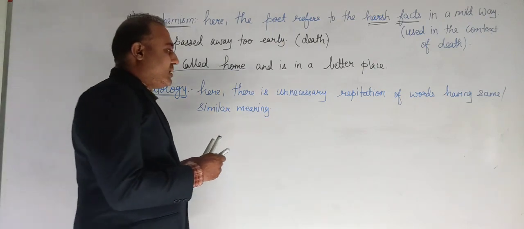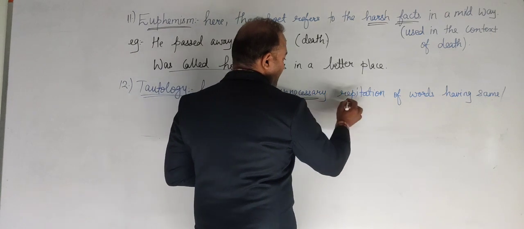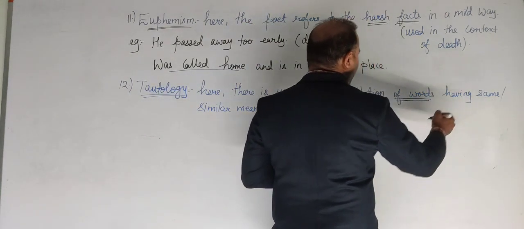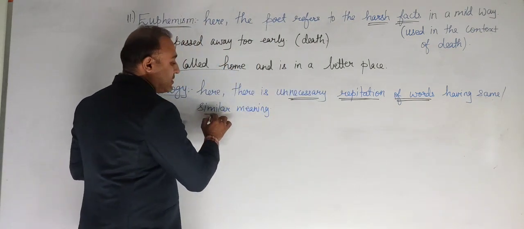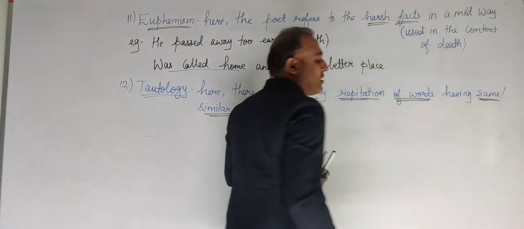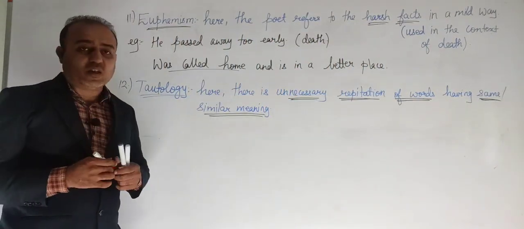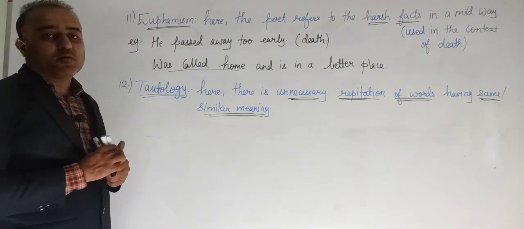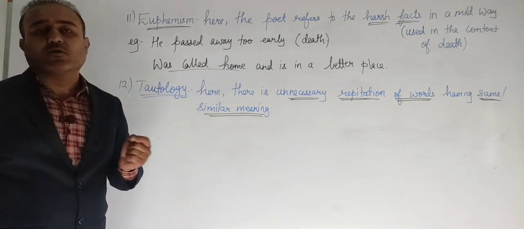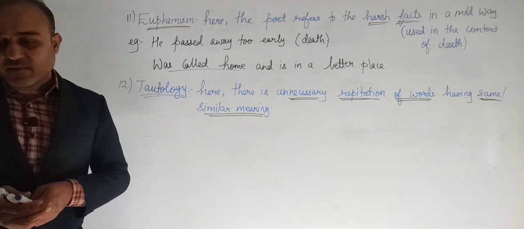So again, unnecessary repetition of words having same or the similar meaning. Okay, having same or similar meaning. So when this type of thing is found in a sentence, the figure of speech used is tautology. So let us take one example to understand that.